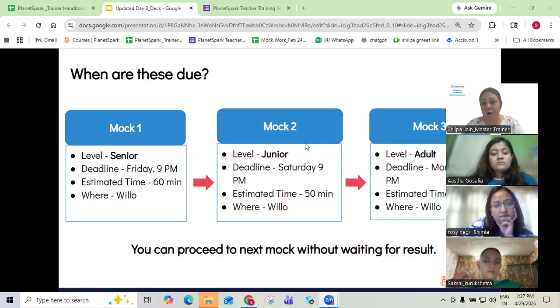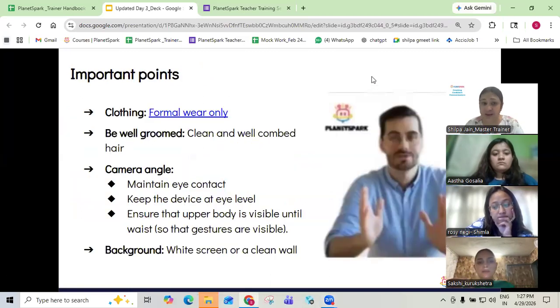Keep on attempting your mock. Sometimes the results are declared on the very same day. Sometimes all 3 mock results would be declared on day 9. So till day 9, the result can be declared. So keep on attempting your mocks. Do not wait for the results.